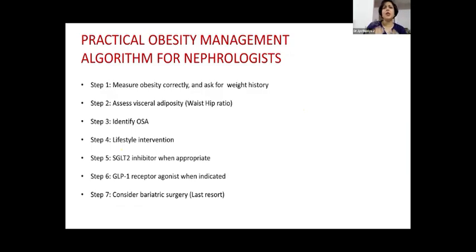So, what is the practical obesity management algorithmic approach as far as a nephrologist is concerned? We have to measure obesity correctly, and ask for weight history and weight trajectory, which is very crucial in coming to a conclusion. We have to assess visceral adiposity, waist-hip ratio, waist circumference, and identify obstructive sleep apnea, which in turn is a trigger or a factor responsible for progression of CKD. Then start with lifestyle intervention, which is the foundation. SGLT2 inhibitor therapy we have to start when appropriate. And when indicated, start a GLP-1 receptor agonist and consider bariatric surgery as the last resort.